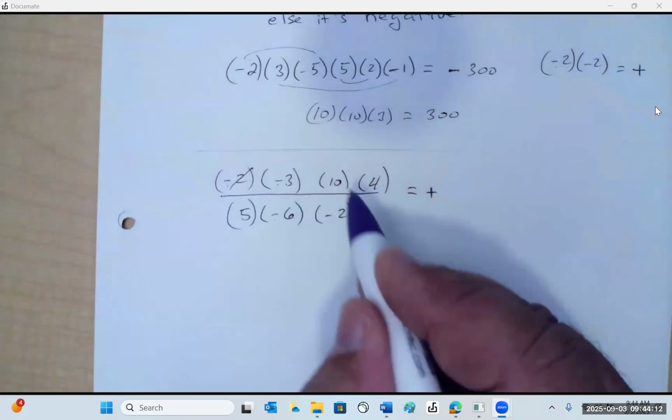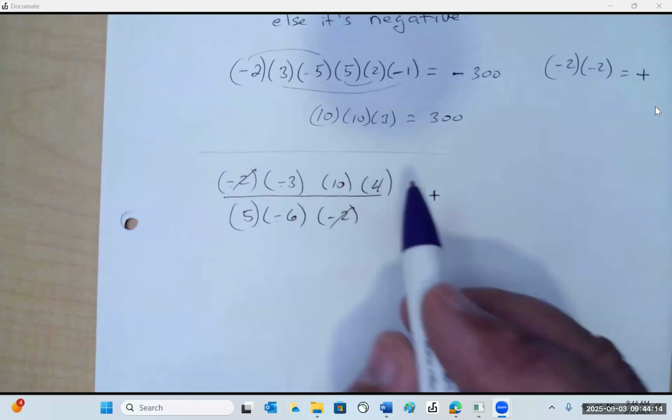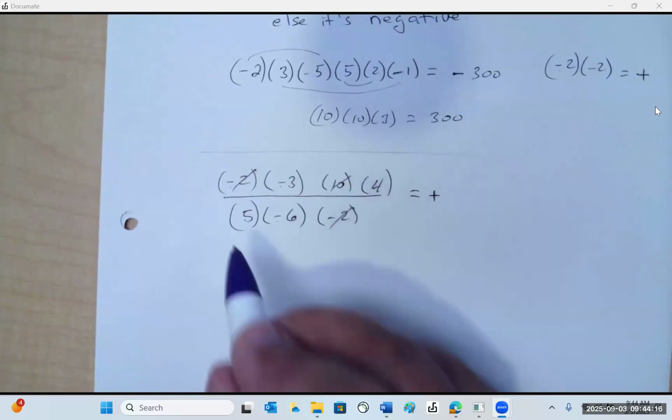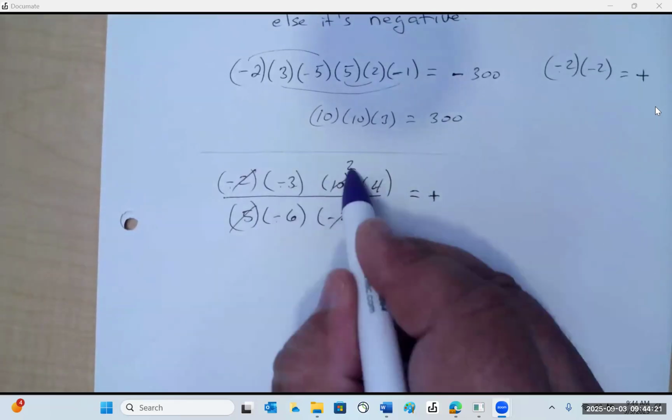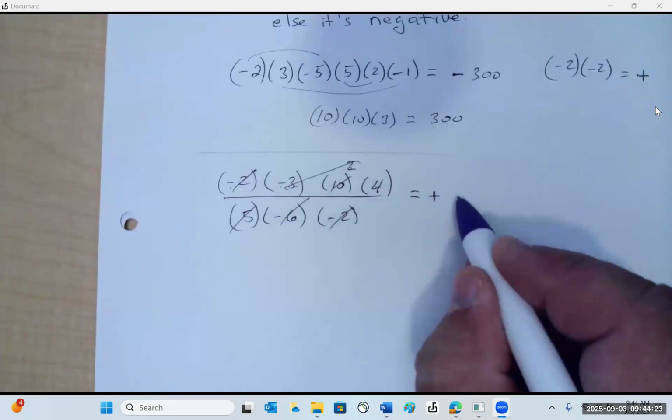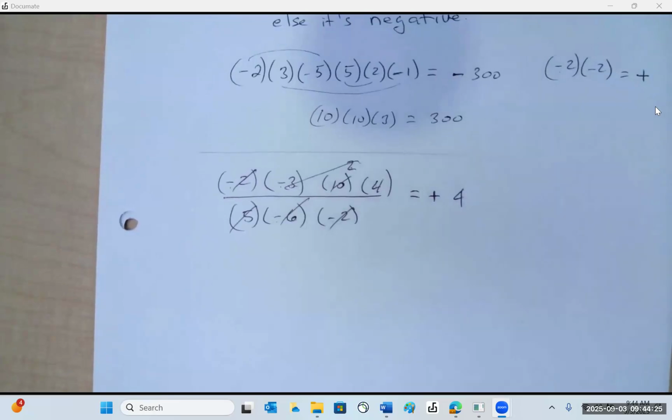So the twos can cancel. 2 goes in, 5 goes in there twice. 2 times 3 is 6. So the answer is positive 4. That's how simple it really is. So treat the signs and the numbers separately.